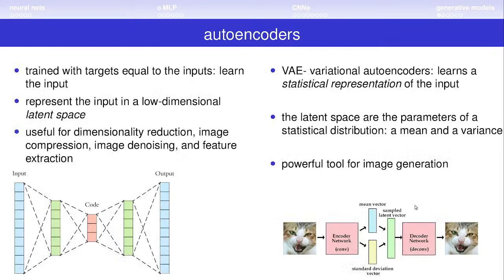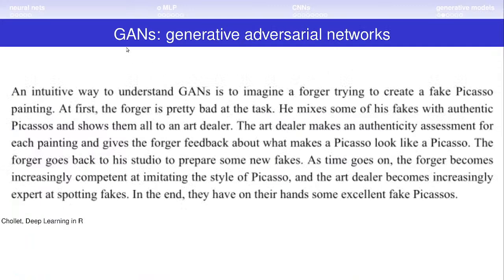This type of autoencoder is very useful for generating, say, fake images. Most of the images that we see, I think that all of you have already seen images of persons that are not real. These are produced either by variational autoencoders or by what we call GANs, Generative Adversarial Networks.